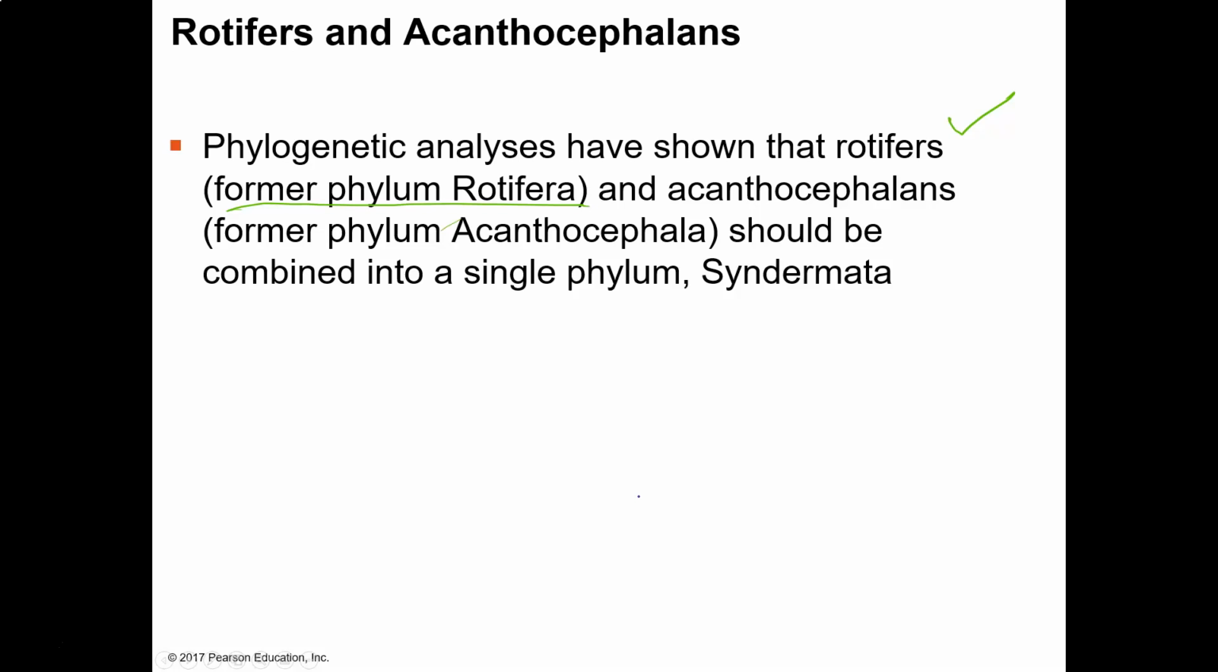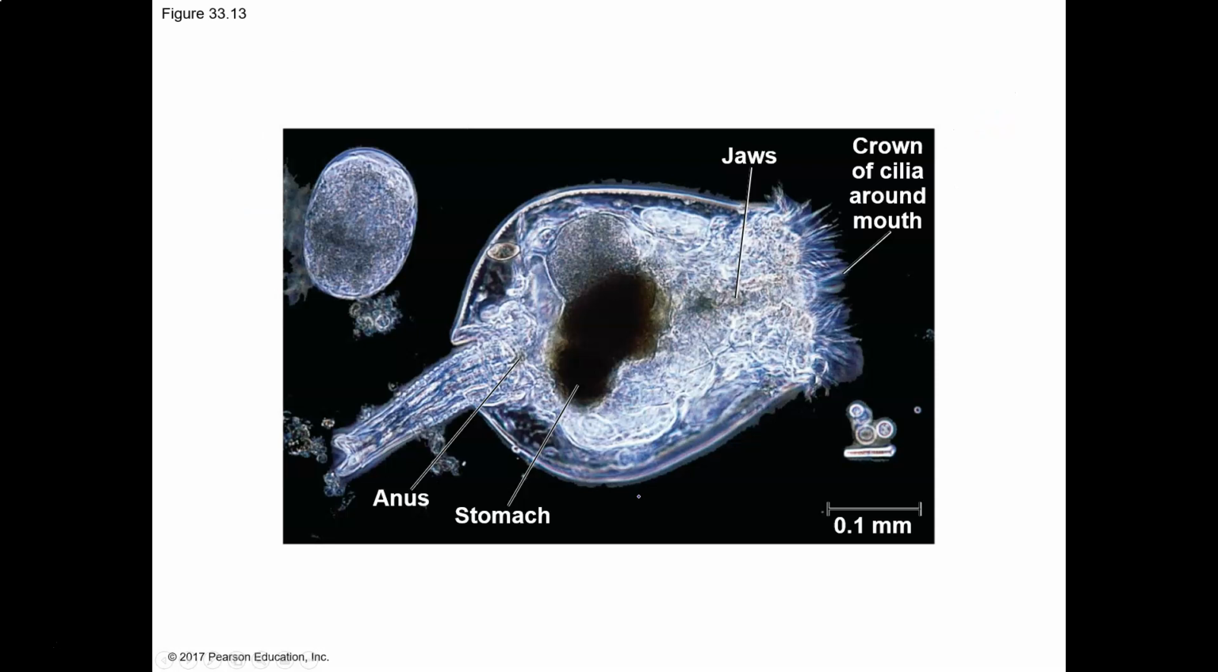Briefly, we want to mention the Syndermata. It's a new phylum. They've combined the acanthocephalans and the rotifers into this new phylum called Syndermata. We just want to look at what rotifers look like because they're an important aquatic animal. They are unique in that they have a complete digestive tract. They have a stomach. They have jaws for crunching up their food. Usually they're stalked. You find them attached to substrates like leaves.